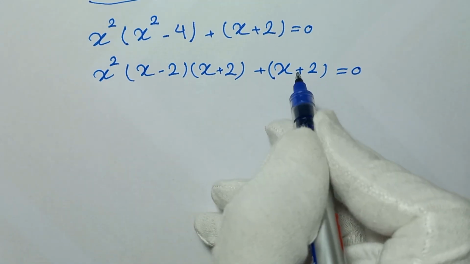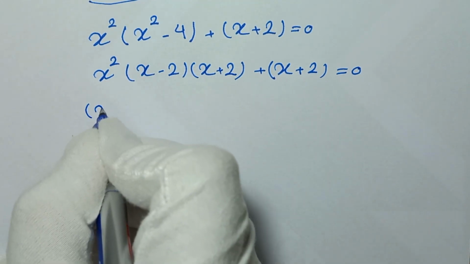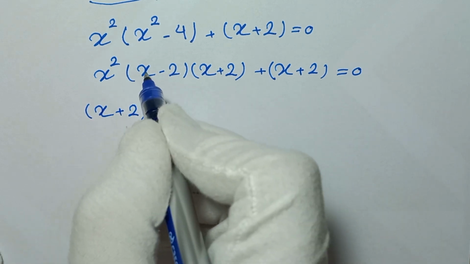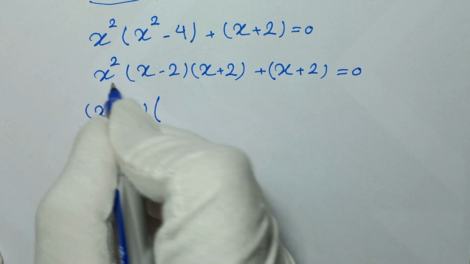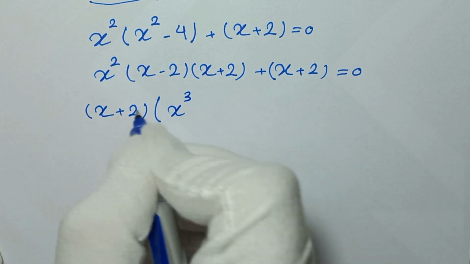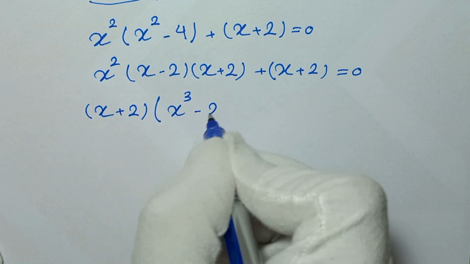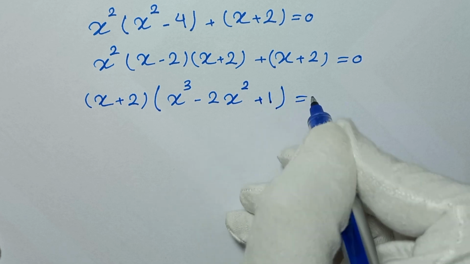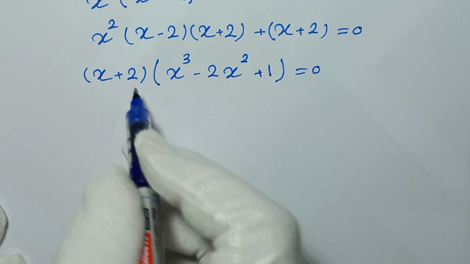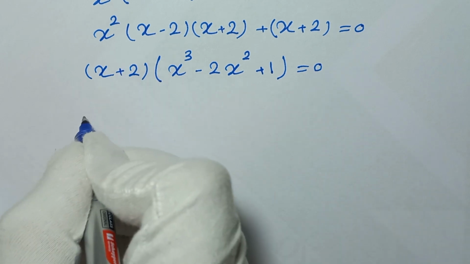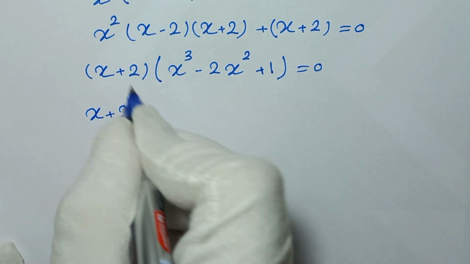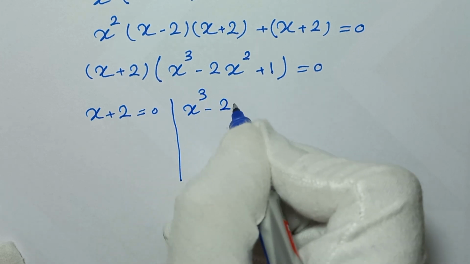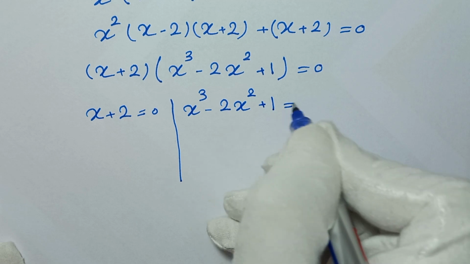Here, x plus 2 is common, so we factor x plus 2, and it will be, here we have x minus 2 times x squared, right? And it will be x squared times x is x to the power of 3, and x squared times negative 2 is negative 2x squared, and from here this divided by this will be 1, is equal to 0. So this times this is equal to 0, so x plus 2 is equal to 0, or x cubed minus 2x squared plus 1 is equal to 0.